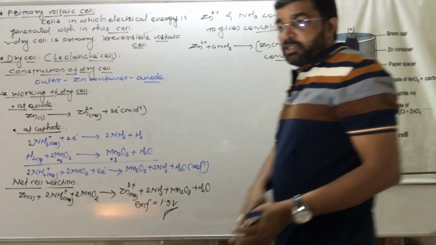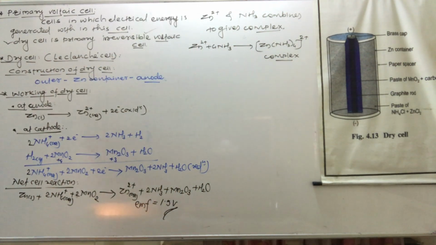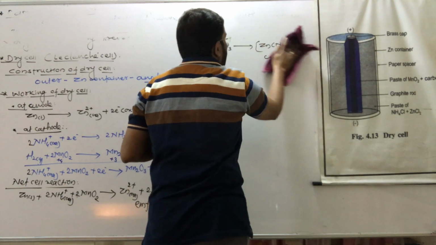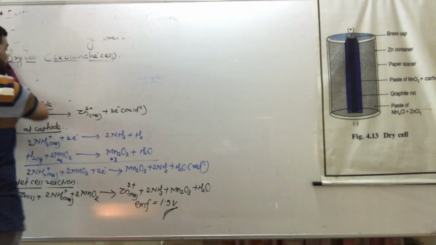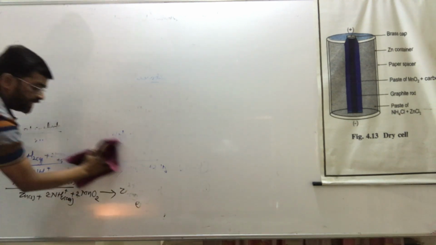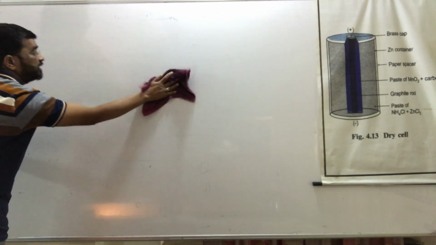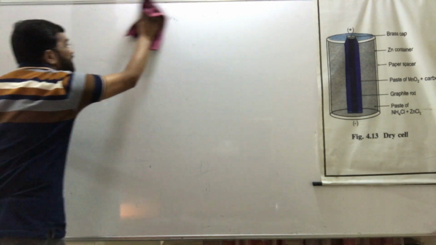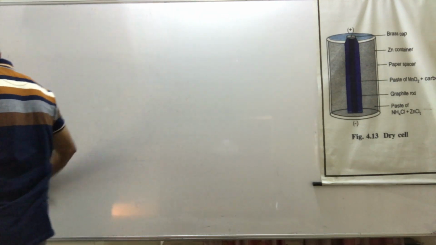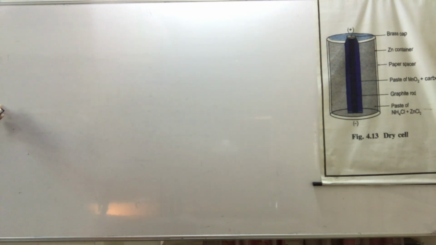See, the next type of galvanic cell that we have to study is the secondary galvanic cell. The primary voltaic cell we have just studied. Now we have to study the secondary voltaic cell. What is a secondary voltaic cell? We have to study an example of it in detail. It is the lead accumulator or lead storage battery.